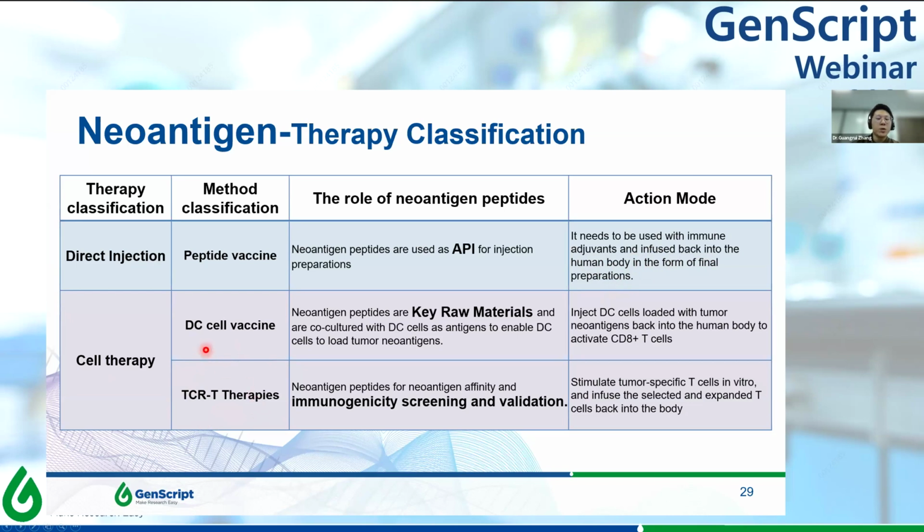So when we use peptide for the DC cell vaccine, the neoantigen is the key raw material, and the neoantigen will be co-cultured with DC cells and then loaded back into the patients to target the tumor. And for the TCR-T therapies, the neoantigen goes to immunogenicity screening and validation to try to cure the patients.